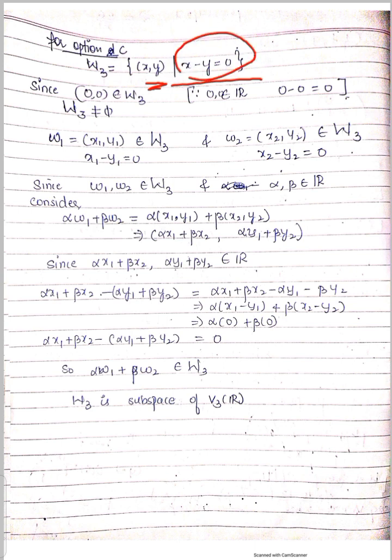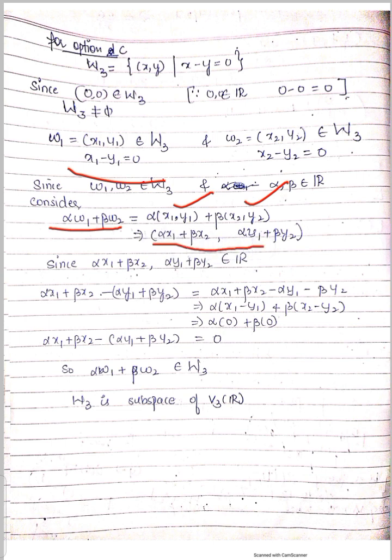So here x1 comma y1 is there, so it must satisfy x1 minus y1 must be equal to 0, and x2 minus y2 must be equal to 0. Okay, now consider the rule, that is alpha into W1 plus beta into W2. Now substitute the value of W1. The value of W1 is x1 comma y1, and the value of your W2 is x2 comma y2. Now multiply and add both the ordered pairs. It will become alpha into x1 plus beta x2 comma alpha into y1 plus beta y2.